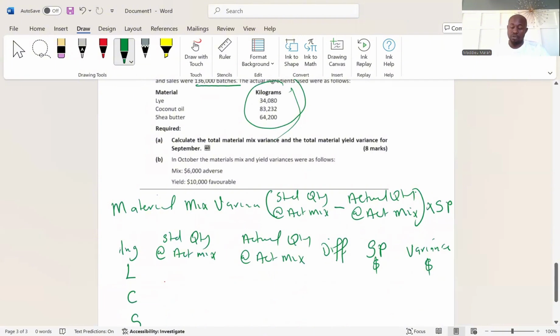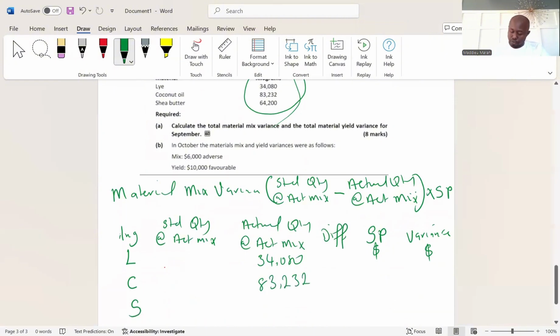For the actual, I have 34,080 for lime. And for coconut oil, I have 83,232. And for butter, I have 64,200. This is my first step.